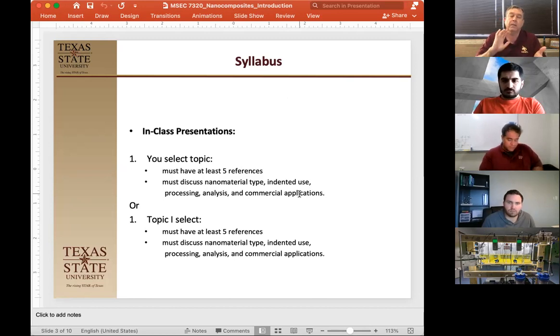So basically you would be picking a type of nanomaterial and then looking at 5 different references to see how they handled that material. Or you can pick one yourself, but you still have to do the same thing. You still have to have 5 references, preferably of the same material type, and then look at the different processing that people use. Some people use solution processing, melt processing, et cetera. And we'll talk about the different process methods possible with our system as we go forward.